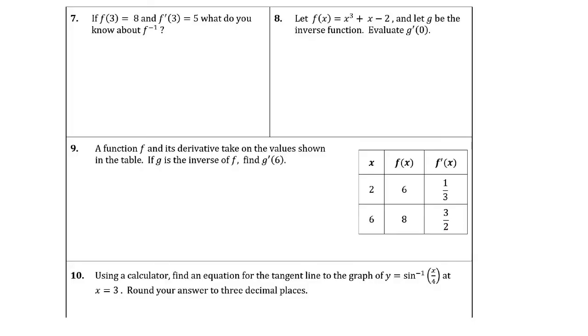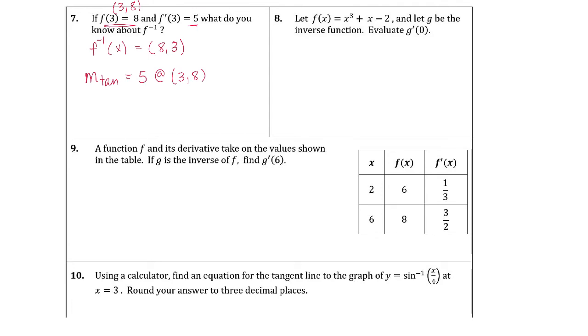Okay, so the next set of questions tells us if f at 3 is 8 and f prime at 3 is 5, what do we know about f inverse? This is a good question. So that tells me, if I know this much, that the ordered pair (3, 8) is a point on f. So on f inverse of x, I have the ordered pair (8, 3). And I also know that the slope of the tangent line equals 5 at the point (3, 8).